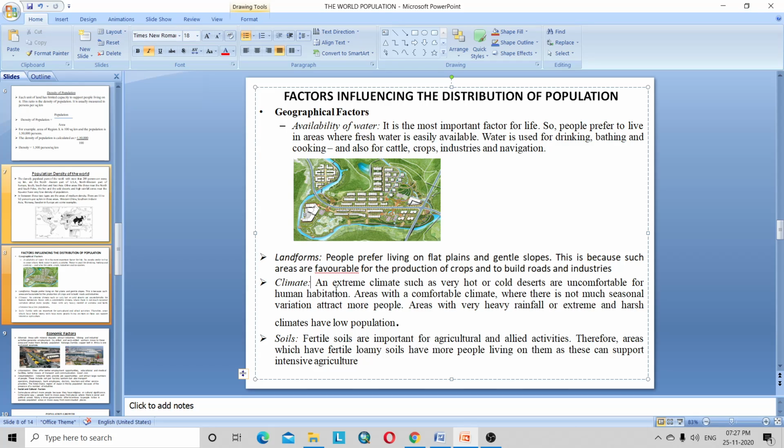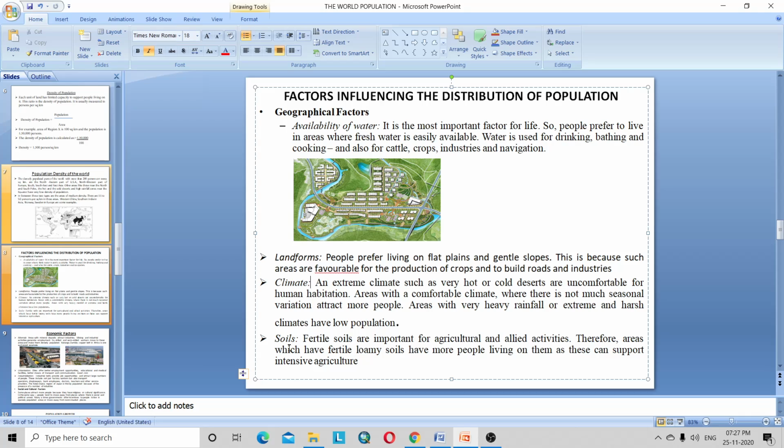The other factor is climate. People prefer to reside in a place where there is a moderate type of climate. People will not settle in an area that is extremely hot or a cold desert, which is very uncomfortable for human habitation. Areas with a cool climate attract more people.